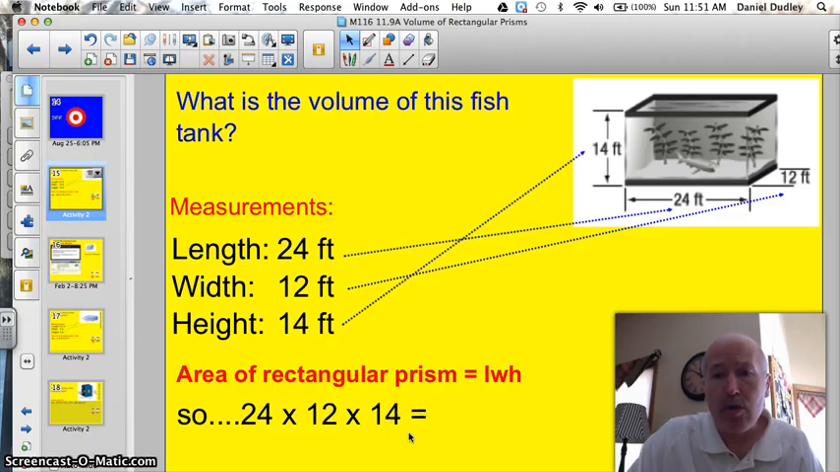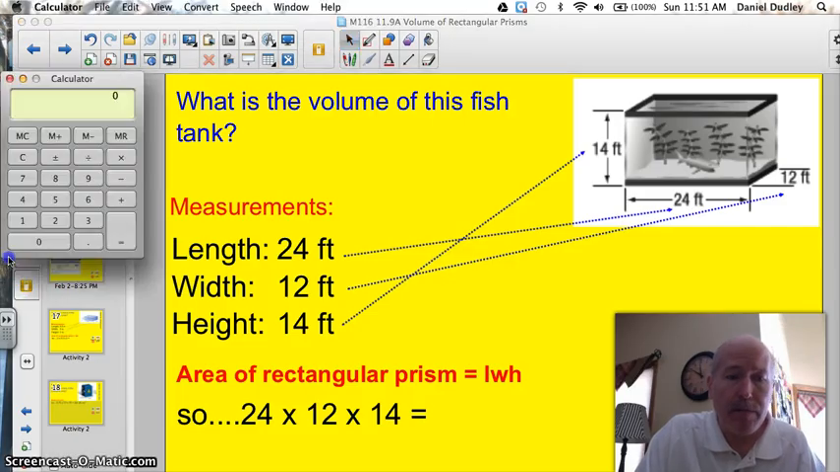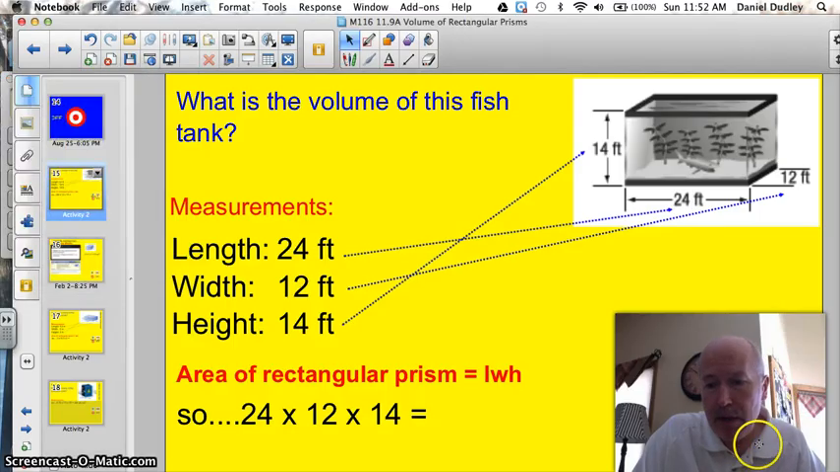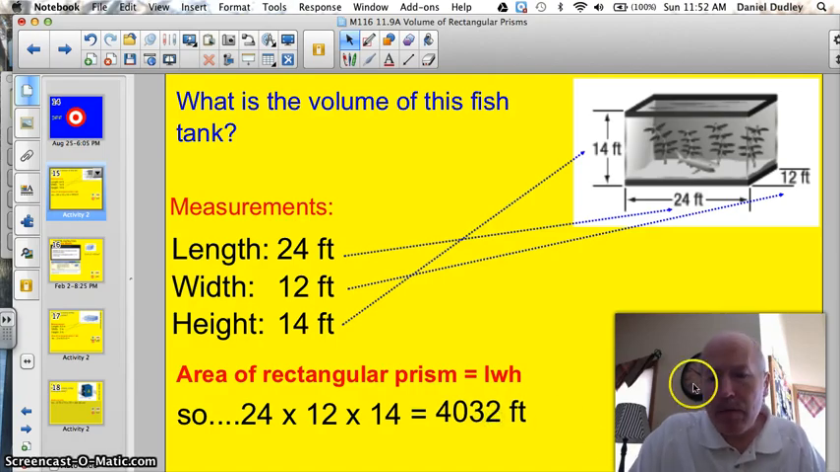It's multiplication, so the order doesn't matter, but we're using this formula here: length times width times height. So you just multiply those three numbers together. Let me grab my calculator. 24 times 12 times 14, and you get 4,032 feet. So I'm going to put that up here. 4,032 feet, and I'm done, right? Wrong.